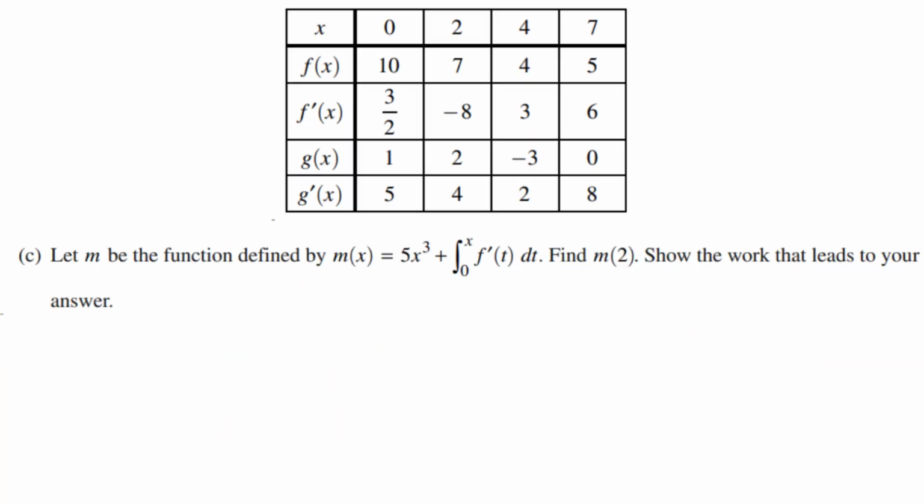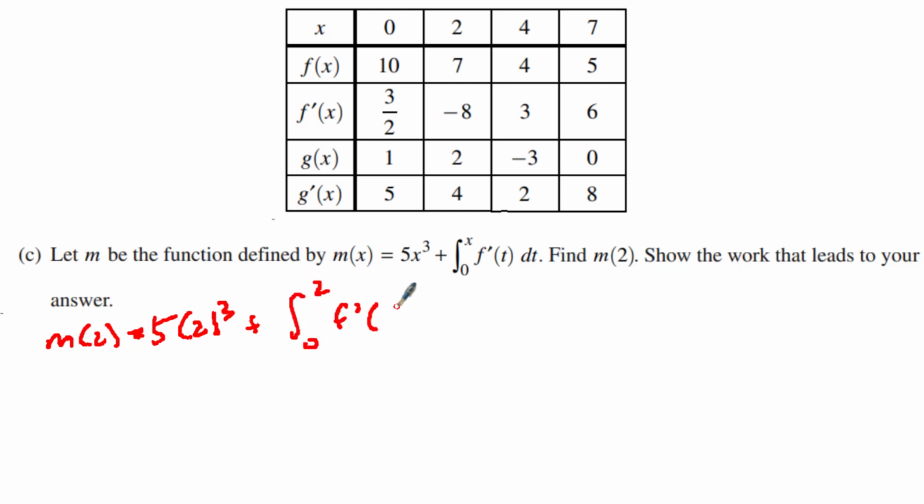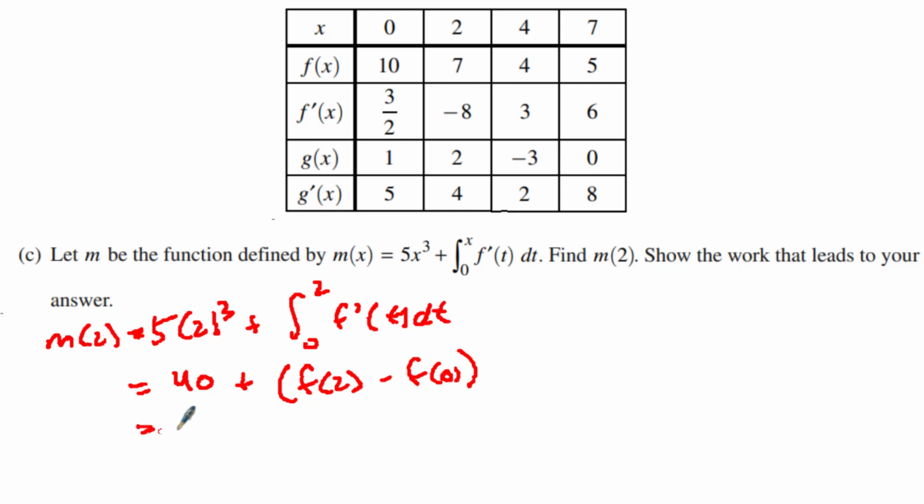Letter C, we now have an integral. And we have this function to find, and we want to know m of 2. So I'm going to take m of 2, and I'm going to plug it in. 5 times 2 cubed plus the integral from 0 to 2 of f prime of t dt. A little fundamental theorem of calculus problem here. 2 cubed is 8. 8 times 5 is 40. Plus, what's the integral of a derivative? It cancels each other out, which means that's equal to f of 2 minus f of 0. A little fundamental theorem of calculus there.